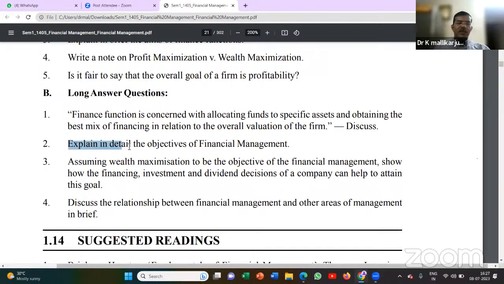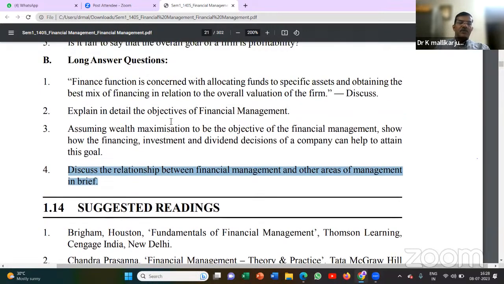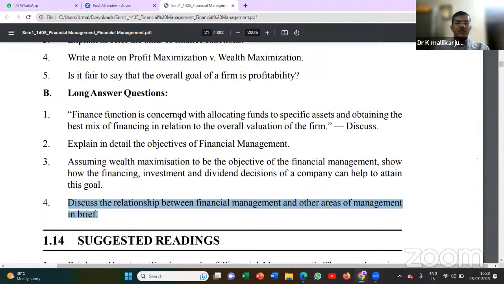See, here the question is: explain in detail the objectives of financial management. So you have to write two objectives: wealth maximization and profit maximization. Here the question is: discuss the relationship of financial management to other discipline areas like production department, material department, personnel department, marketing department, and accounting department, the relation between all these, right? Here, financial function is concerned with allocation of funds to specific assets and obtaining the best financing in relation to the overall objective. The objectives of financial management are also given here.